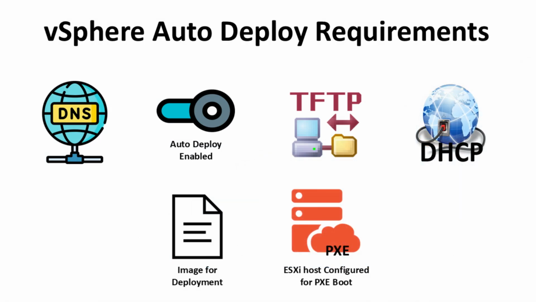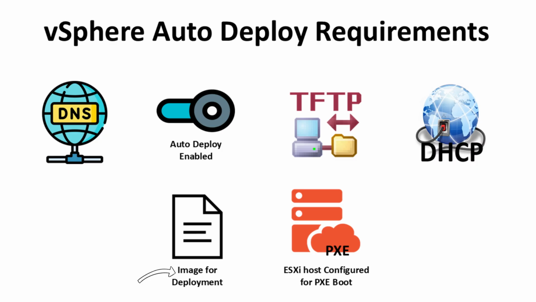Let's discuss vSphere auto-deploy requirements. First one is working DNS. There need to be forward and reverse host entries for all your hosts, as well as the vCenter server. Next is auto-deploy enabled on the vCenter server. TFTP and DHCP server could all be on the DNS server, for example, using Windows Server.